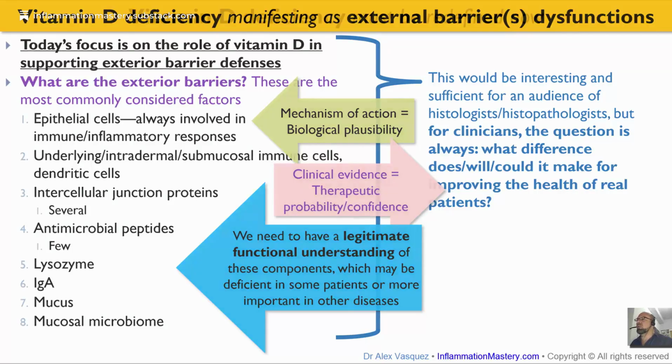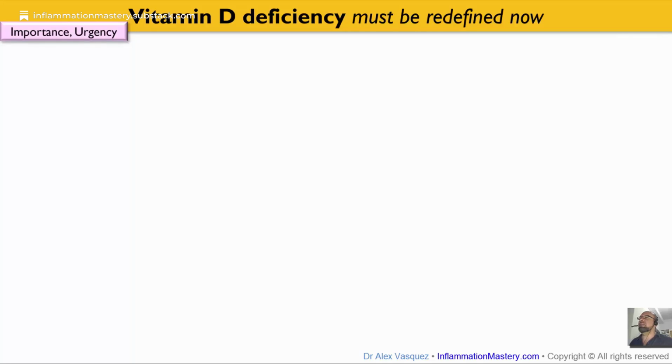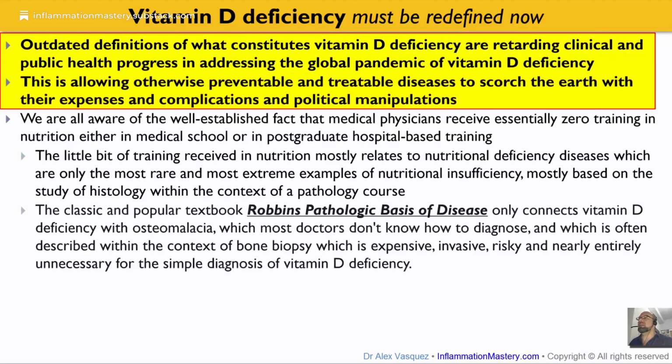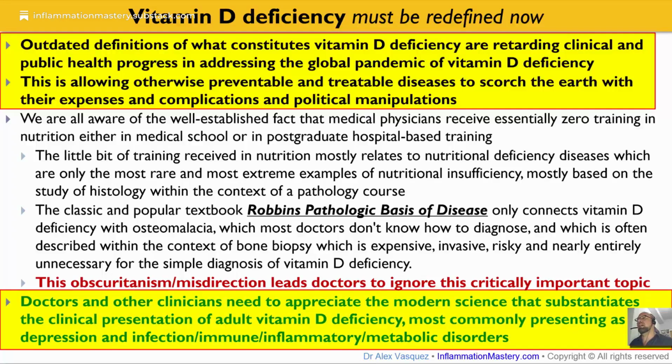So as I've already said in parts 1 and 2, I think that vitamin D deficiency must be redefined now. I consider this to be urgent and of the highest importance. Outdated definitions of what constitutes vitamin D deficiency are retarding our clinical and public health progress in addressing the global pandemic of vitamin D deficiency. This is allowing otherwise preventable and treatable diseases to basically scorch the earth with their expense and complications and vulnerability to political manipulation.